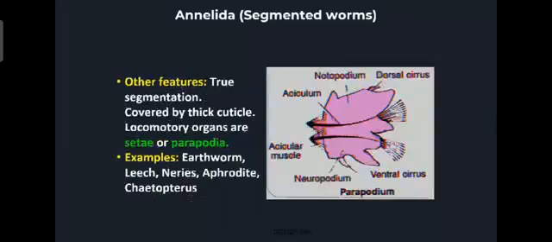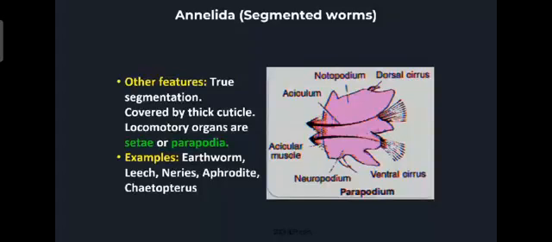Now what are the other important features? As I told, this phylum is named Annelida. Why? Because the body surface is divided into segments, and each segment is called a metamere, and hence the phylum name is Annelida. So you will find here true segmentation. Segments you can see. Clear? And on these segments, the body is covered by a thick cuticle, that is for protection.